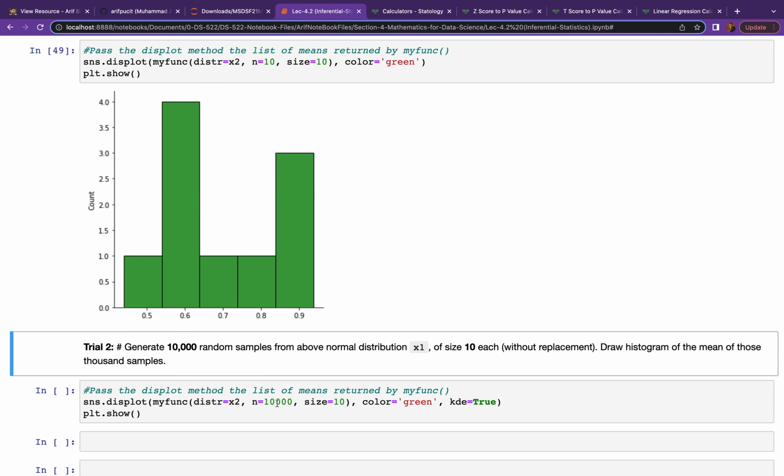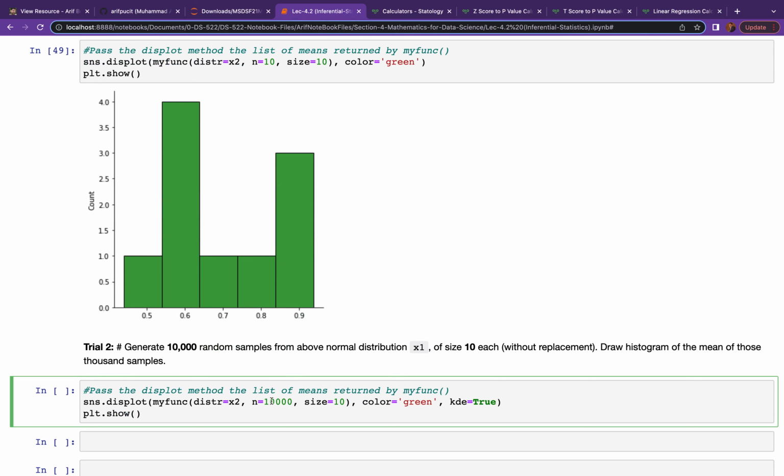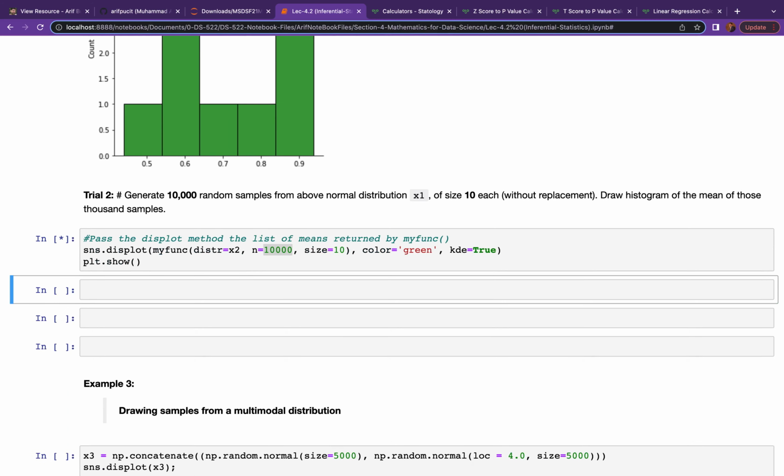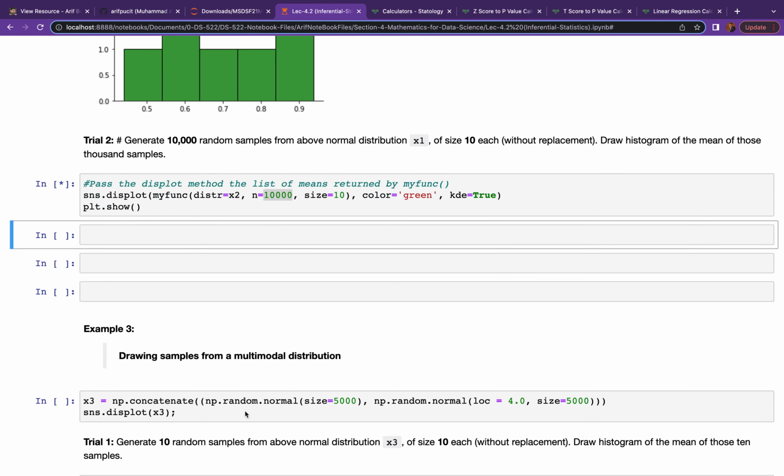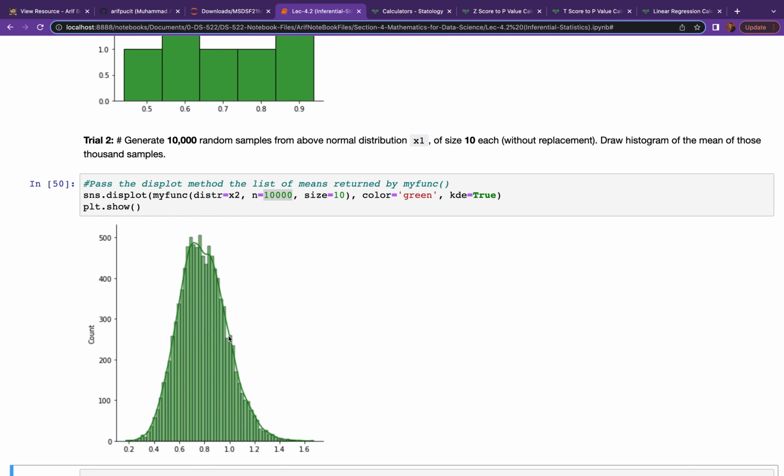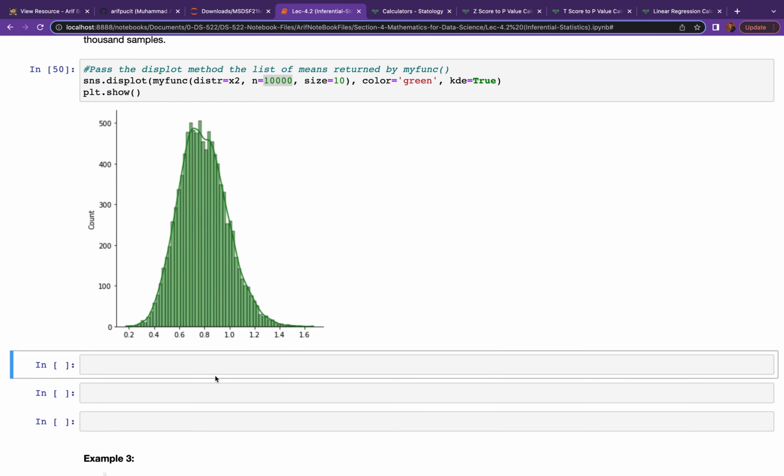On the contrary, if I increase the number of samples to 10,000 of size 10, you will see that this time it will be perfectly normally distributed.